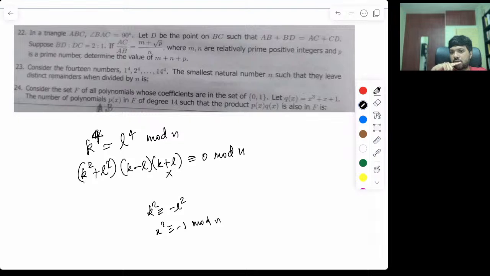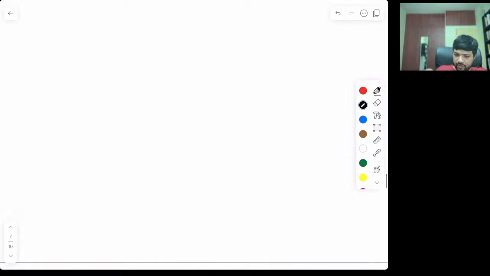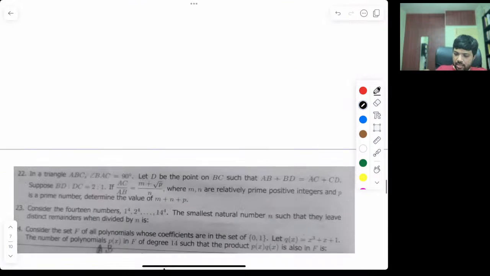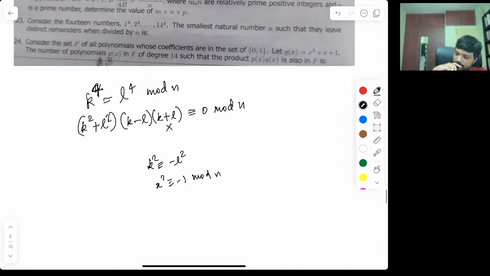Krishnakant is saying 21. Okay, so we have not checked 21. Because somebody asked us to do 23, we are doing 23. We'll come to 21. Okay, but this is interesting. k square plus l square is 0 mod n. So what can happen there? Is 29 the solution? 28, can it happen, k square plus l square? I think 28 is the smallest.